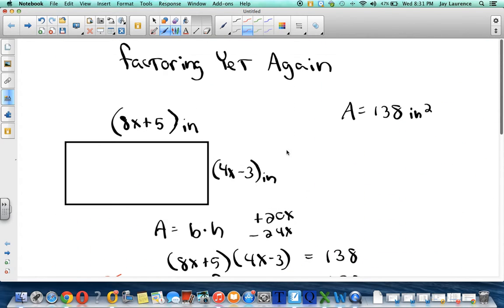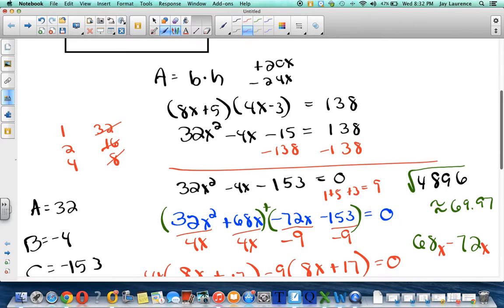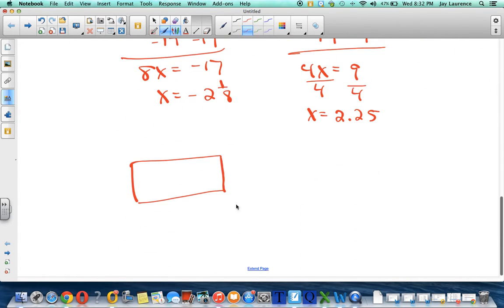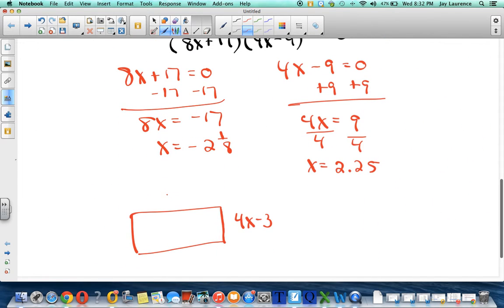We have to go up to our rectangle. In fact, I can redraw it, I guess, if you want. And my dimensions were, let's see, I had 4x minus 3, right? 4x minus 3. And up here, I had an 8x plus 5. Now, if I put a negative 2 1/8 into either of these, aren't I going to get negative dimensions? I mean, pretend it was negative 2. 8 times negative 2, negative 16 plus 3. That's a negative dimension. I can't have a negative dimension. I'm throwing that answer away. I'm not erasing it. I'm just going to cross it out lightly so that the teacher can still see it.